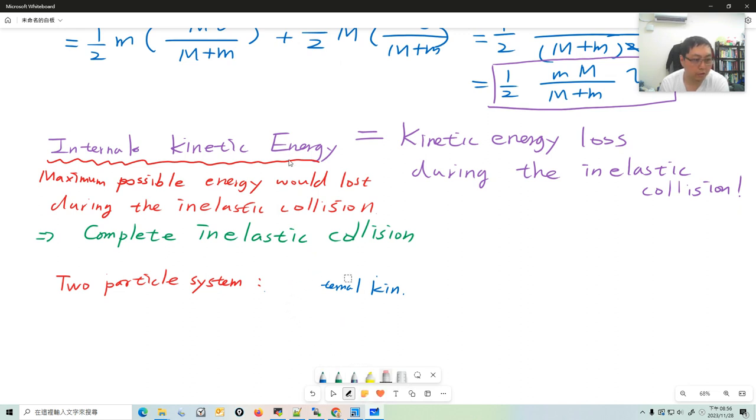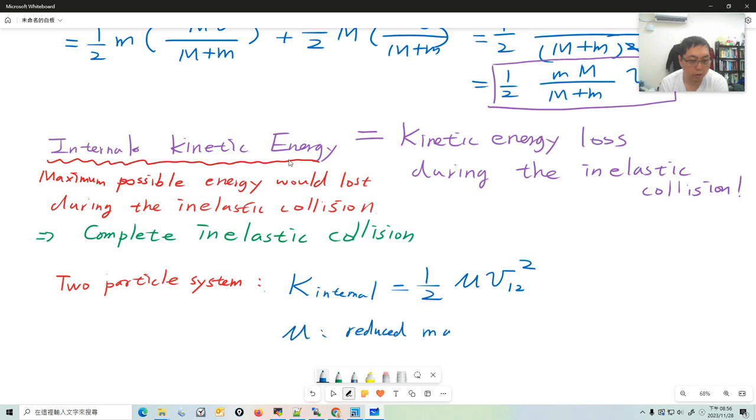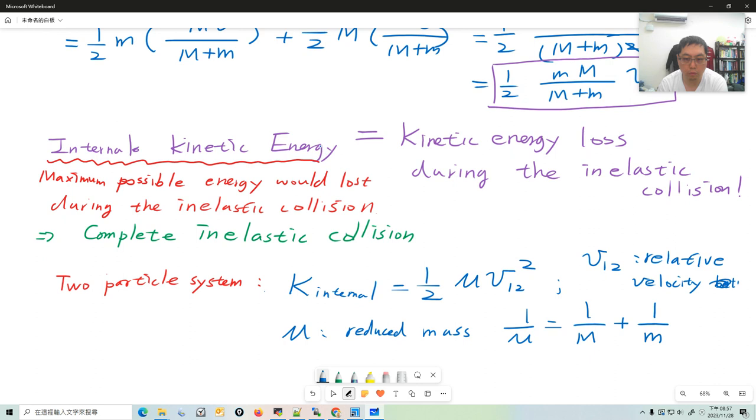the internal kinetic energy K internal is equal to 1 over 2 nu times V12 squared. Nu is called the reduced mass, and 1 over nu is equal to the reciprocal of capital M plus the reciprocal of the small m. And V12 is the relative velocity between 1 and 2.